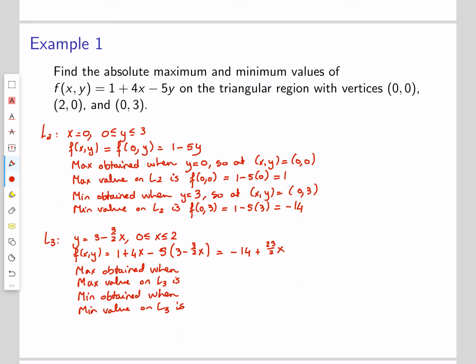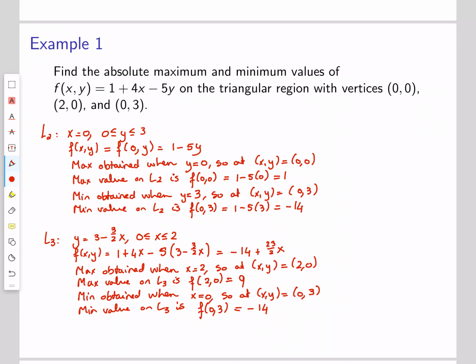Okay, now the maximum is going to be obtained when x has the largest value, so when x is equal to 2. So at the point (x, y) = (2, 0), the maximum value on L3 is f at (2, 0), which is equal to 9. And the minimum is obtained when x is equal to 0, so at the point (0, 3). And the minimum value on L3 is f at (0, 3), which with a little bit of algebra you find is equal to minus 14.